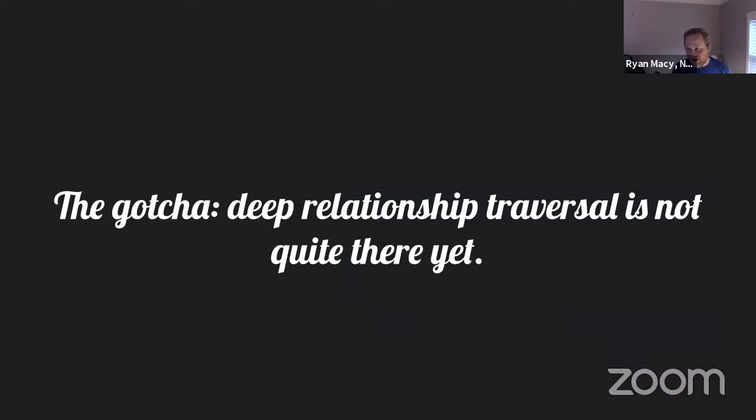So I said I was going to give you a gotcha. I really feel like the biggest gotcha is that deep relationship traversal is not quite there yet. And I would love it if someone has a different experience, or is more knowledgeable in this than I am. I've done a lot of research on this and I've really struggled. Maybe I'm just trying to construct queries that are way too complex for the query builder.